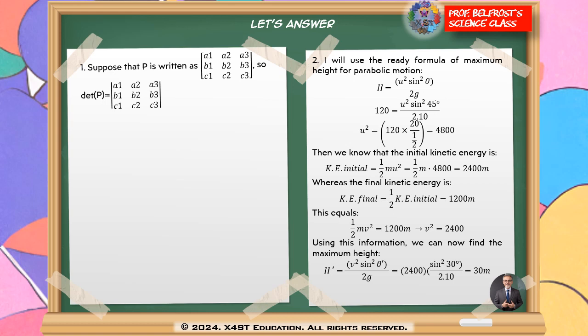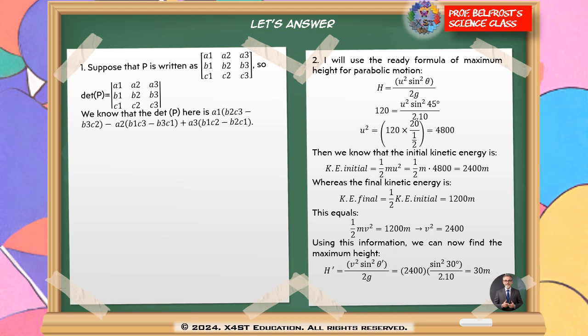So the first problem is about matrices. In mathematics, matrices are quite an important topic to cover. I don't know if you have this class in school or not, but I think this is very important.